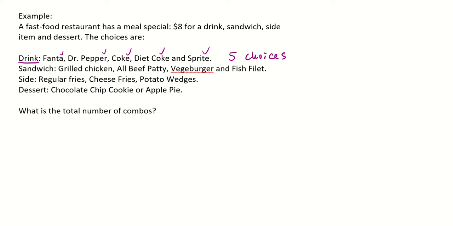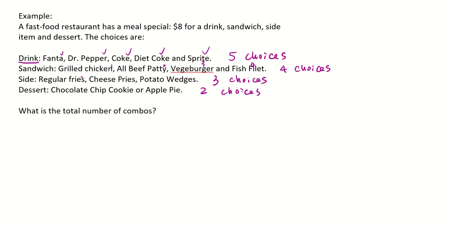And for a sandwich, we have 1, 2, 3, 4 choices. And for sides, you have 1, 2, 3 sides. So 3 choices for the sides. And for dessert, you have either chocolate chip cookie or apple pie. So 2 choices. And we want to know what is the total number of combos.